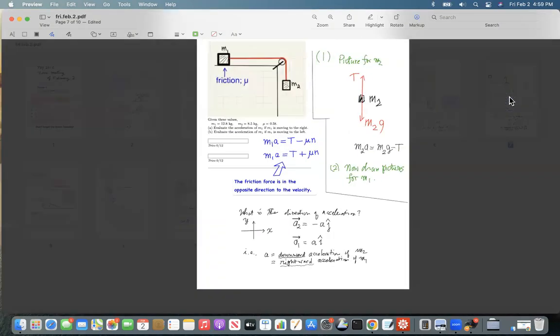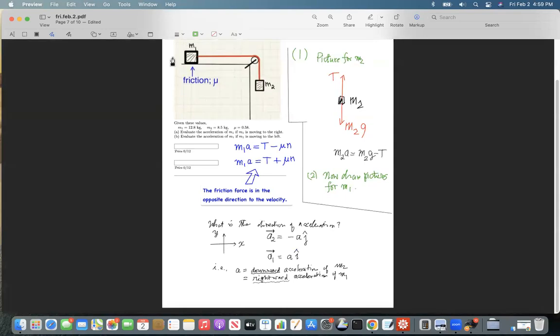This one is similar to the one I did before, only now I include friction here. So here's the force equation for M2. So M2A will be M2G minus T. That's assuming that it's going down. If it's going down, then M1 is going this way. Now I need a force diagram for M1. Well, it'll be similar to the force diagram I had on the other problem, only now there'll be an addition of frictional force.